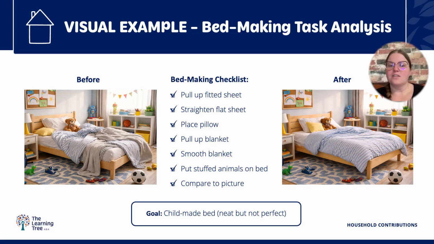So for our checklist, we can have pull up the fitted sheet, straighten the flat sheet, place the pillow, pull up our blanket, smooth our blanket, put stuffed animals on the bed, and then compare to the picture. So this way the child can go and they can check their work, and then this is an example of what success would look like.